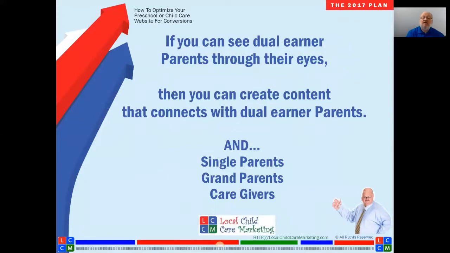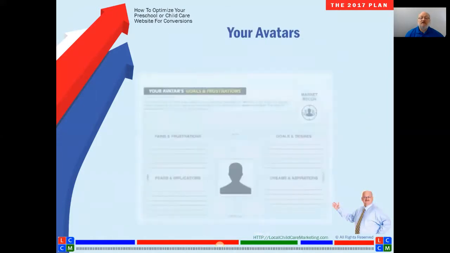The first thing is your avatar. So what is an avatar? We'll go into that. But the thing you're looking for is if you can see a dual earner parent through their eyes, then you can create content that connects with that dual earner parent. You can do the same with single parents, grandparents, and caregivers. But you want to be speaking directly to your potential audience, talking about their concerns. So we'll go into detail, an avatar.